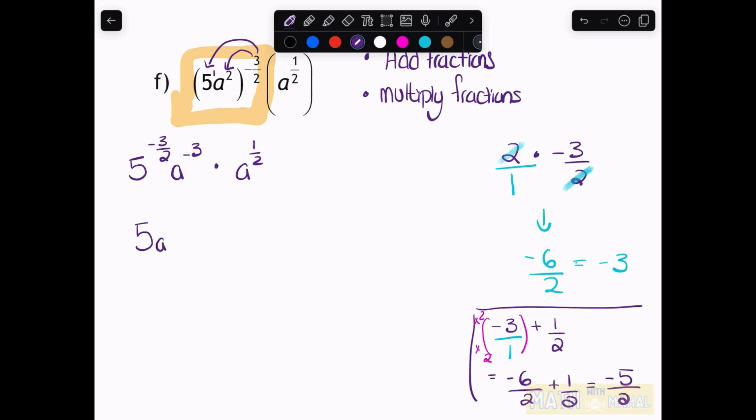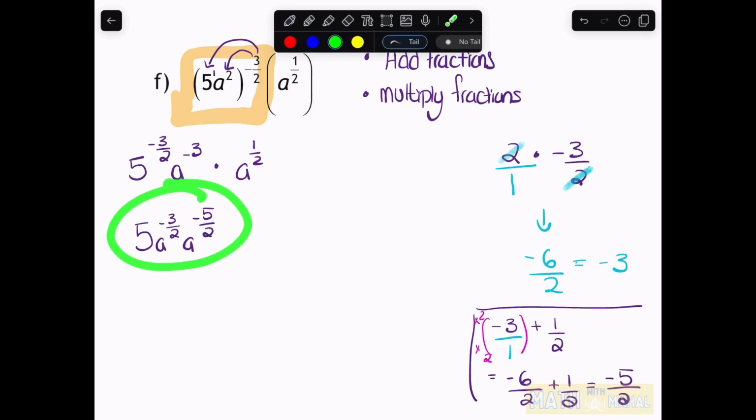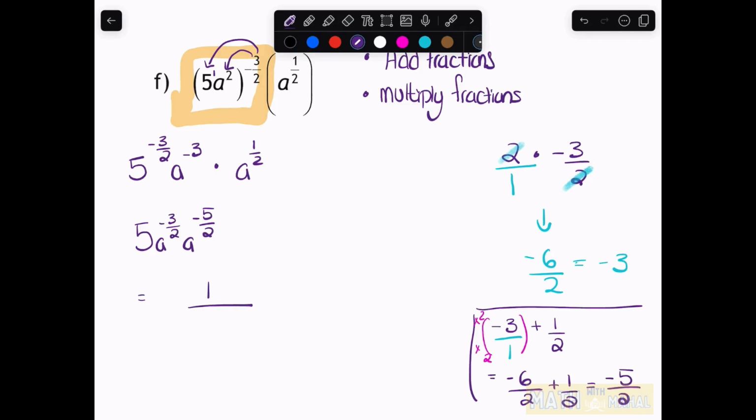So I'm just copying what I have above. And then this exponent here is negative 5 over 2. So that is almost our answer. The key thing is we know we need our positive exponents. So that means I need to bring everything down. So this is going to be 1 over 5a to the power of 3 over 2 and a to the power of 5 over 2. And that is our final answer.